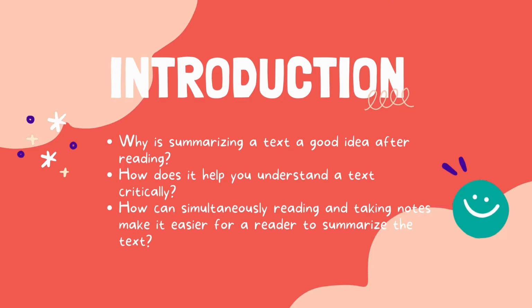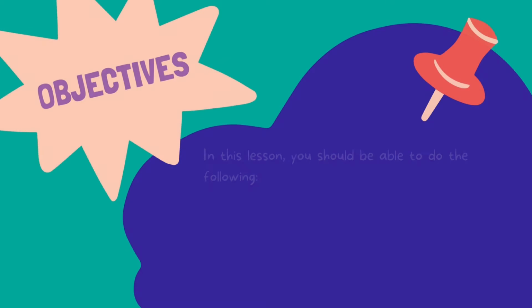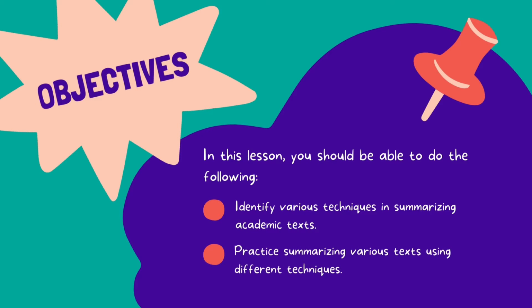So, why is summarizing a text a good idea after reading? How does it help you understand a text critically? How can simultaneously reading and taking notes make it easier for a reader to summarize the texts? Now, for the objectives, in this lesson, you should be able to do the following: identify various techniques in summarizing academic texts, and practice summarizing various texts using different techniques.